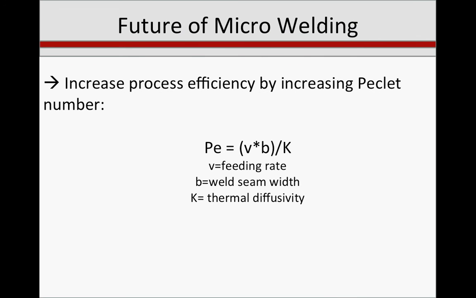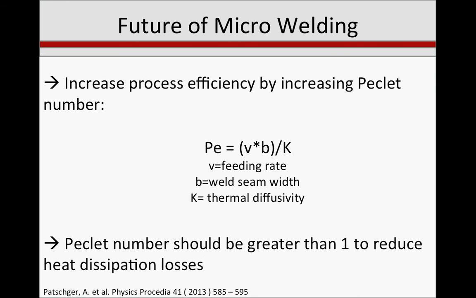The future of microlaser welding is based in research to increase the process efficiency. This is mainly performed by increasing the Peclet number, which is directly related to the heat dissipation of the process. The Peclet number is defined as the feeding rate multiplied by the weld seam width divided by the thermal diffusivity of the material used. The Peclet number should always be greater than 1 in order to reduce the heat dissipation losses associated with the overall process. Companies can utilize this information, such as Filer Microwelding, in order to increase their process efficiency and decrease costs.